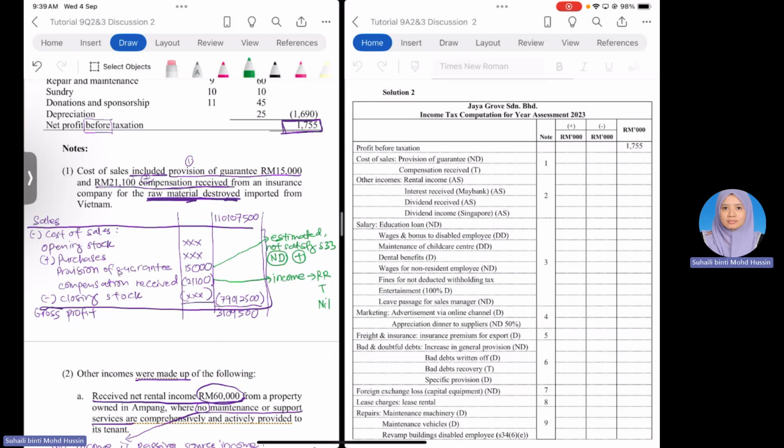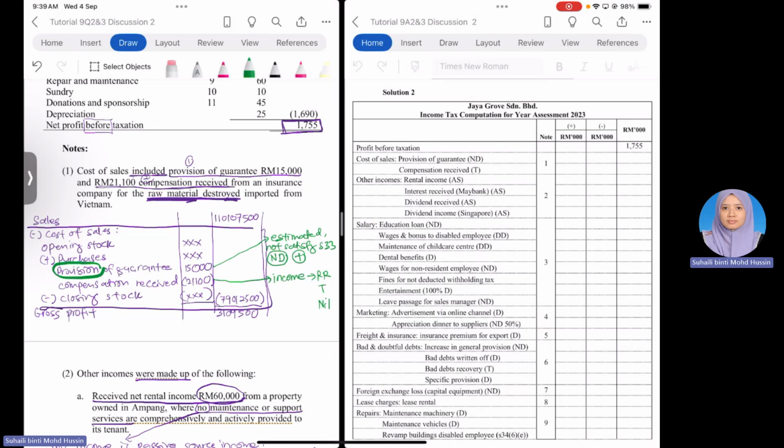Right, so this is how you present your cost of sale, because in the SOCI we just total up the amount of 7.9 million ringgit. So what is included in the 7.9 million ringgit listed in the question? Only two: provision for guarantee and compensation received 21,100 ringgit. So we go one by one for the items mentioned in note number 1, in the cost of sale. We have provision for guarantee.